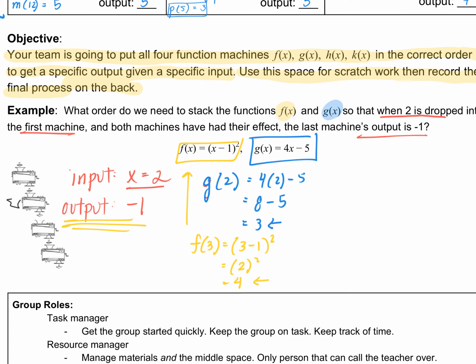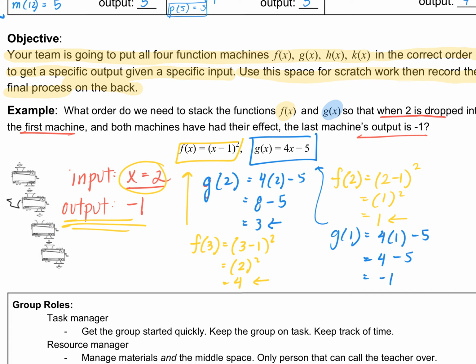So maybe I need to switch the order. What if I start with f of x first? Remember, my original input has to be 2. So I'm going to plug in 2 first into f of x. That's (2 minus 1) squared, 1 squared, which is 1. Now that I have this output, it's going to be the new input for the remaining function g of x. So now I'm going to do g of 1 using this function here: 4 times 1 minus 5, 4 minus 5, which is -1.